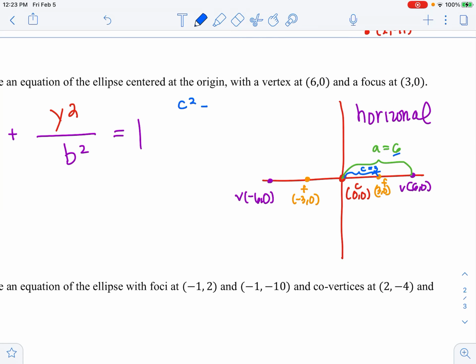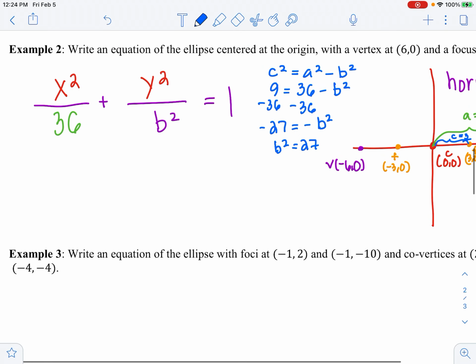So I'm going to use my equation, C squared equals A squared minus B squared. All right, so 3 squared is 9 equals 36 minus B squared. Subtract 36 from both sides. I get negative 27 is equal to negative B squared. Divide by negative 1 and I get B squared is 27. Do not square root. You wanted B squared, remember, not just B. So I can erase the B squared and put that it's 27.